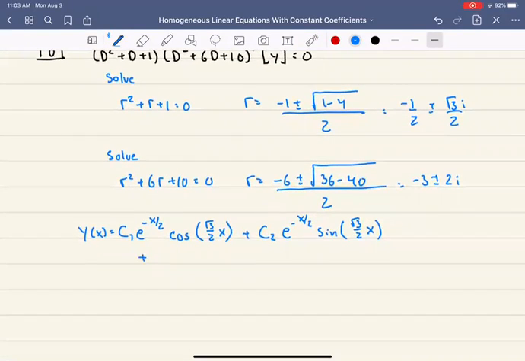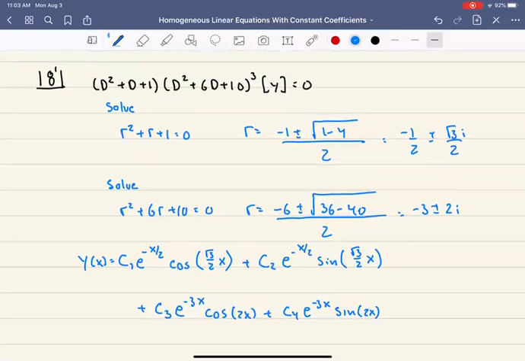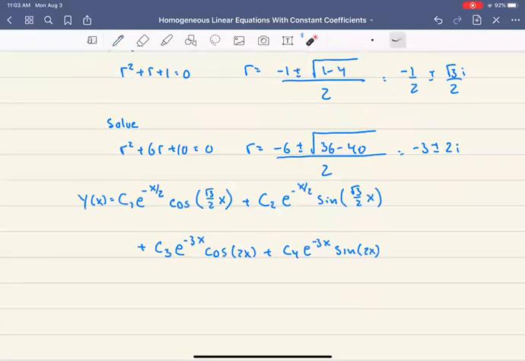Plus c3, let me write it down there. It's hard for me to not say pi. So c3 e to the negative 3x cosine 2x plus c4 e to the negative 3x sine 2x. But look, we have that cubed. Okay, so that means I'm going to need to multiply by x and x squared.